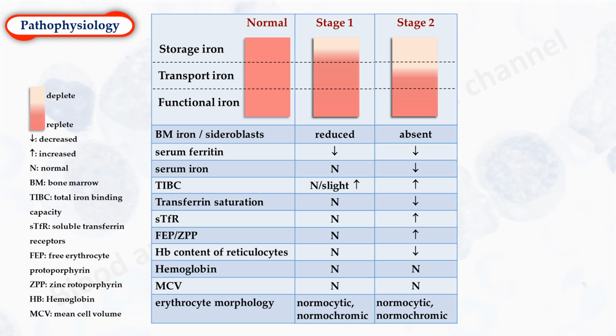The hemoglobin content of reticulocytes begins to decrease, which reflects the onset of iron-deficient erythropoiesis, but the overall hemoglobin measurement is still normal. The mean cell volume usually remains within normal limits, but a few microcytes may be detected on a blood smear. The red cell distribution width may begin increasing, as some smaller erythrocytes are released from the bone marrow.